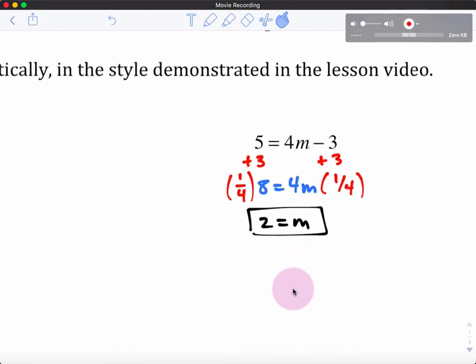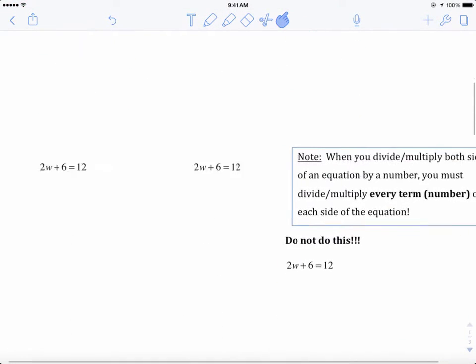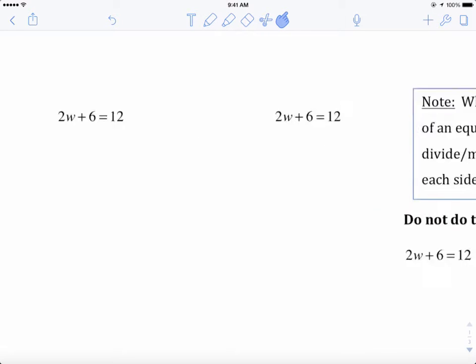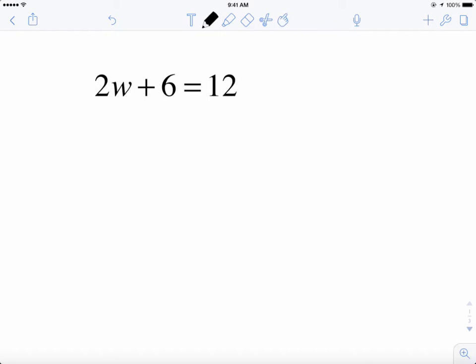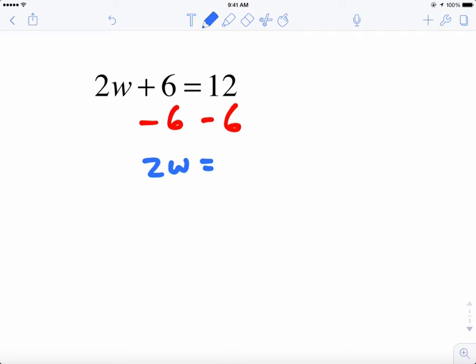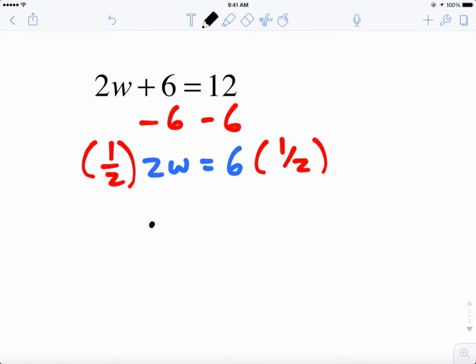All right, so I think we're going to make our way on to slightly more complicated examples. I do want to make a note that there is a potential pitfall that sometimes students fall into, so I want to bring that to your attention. In this particular example, 2 times w plus 6 equals 12. The first thing I would do is subtract 6 from both sides of the equation, yielding 2w equals 6. Then I would multiply both sides by 1/2 to isolate just one w, and we end up with w equals 3. And life is good.